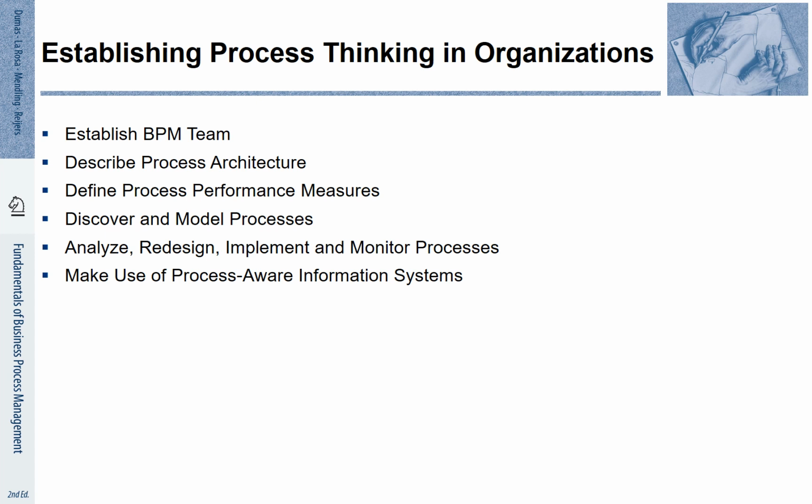How could this be done? First, you need to establish a BPM team, a team of experts that know how to manage processes. Also, it is required to describe the process architecture of the company and the performance measures of the corresponding processes. Once that is all in place, processes can be discovered and modeled, and then analyzed, redesigned, and implemented, and finally monitored. Process-aware information systems are of good help to support the execution and monitoring of such processes.